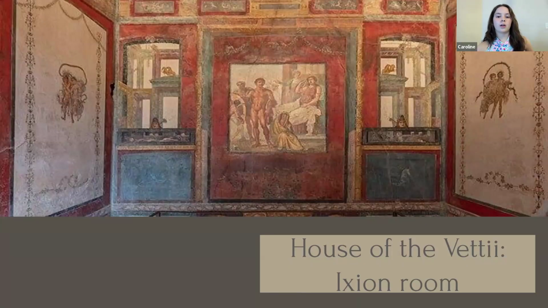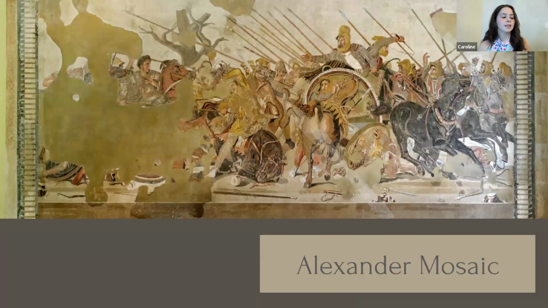So those are some prime examples of these styles of Pompeian wall paintings. And then next we have the Alexander mosaic, which was found in the House of the Faun. And again, the House of the Faun is a very famous house in Pompeii. And the Alexander mosaic is a copy of a 3rd century BC Greek painting, and it depicts Alexander the Great's victory over the Persian king Darius.